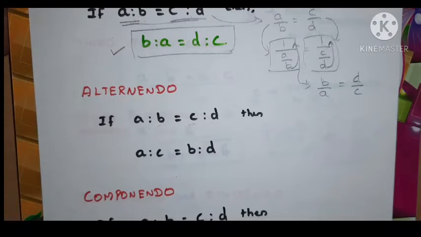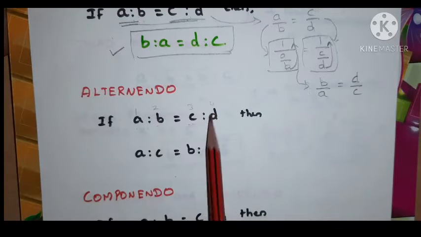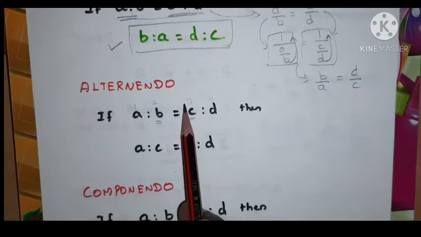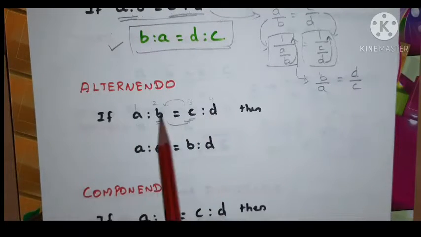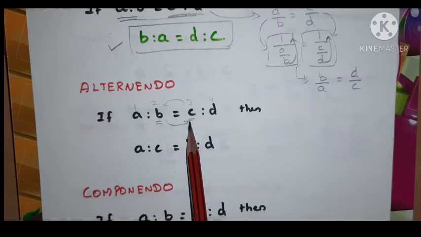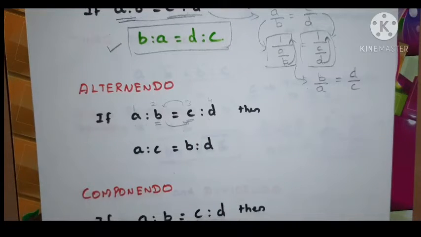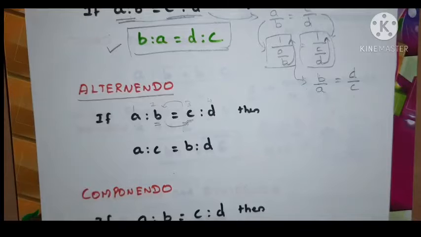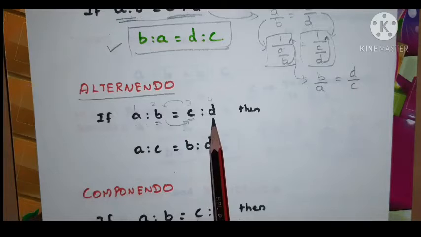Look at this: we have four terms in these two ratios, called term 1, term 2, term 3 and term 4. If term 2 and term 3 interchange their places, then whatever new ratios we form, those new ratios are also in proportion. That's exactly what alternendo says. Once again, we have two ratios with four terms called term 1, term 2, term 3 and term 4.